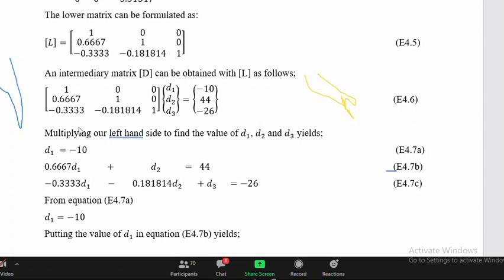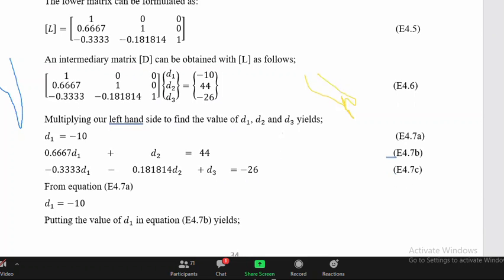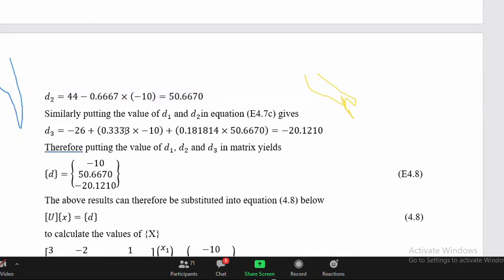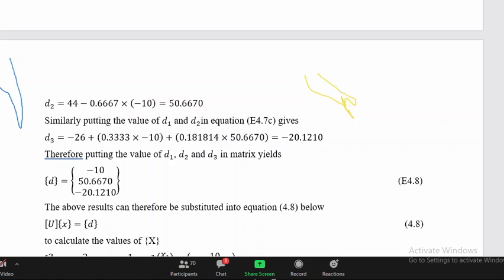The third equation is minus 0.333 times D1 minus 0.1818 D2, right, plus D3 equals minus 26. So when you simplify all the D's, you have that D1 is minus 10, D2 is 50, and D3 is minus 20.210. That gives you the values up here.